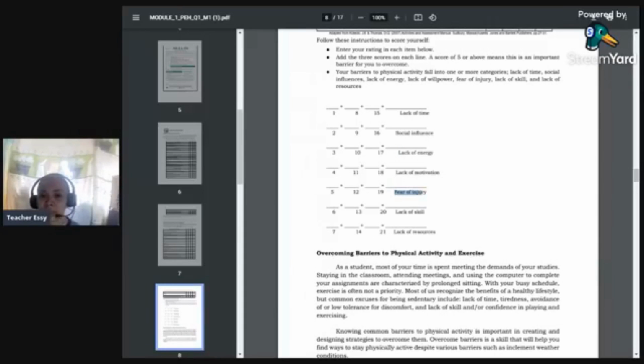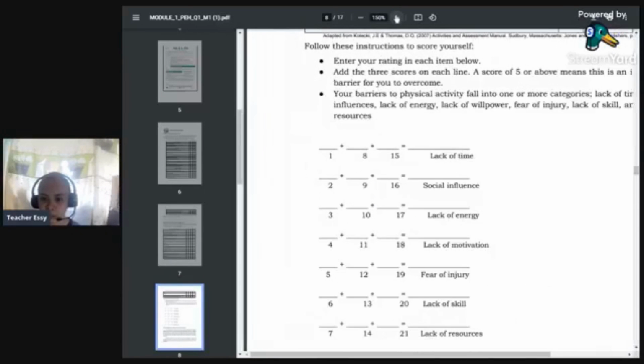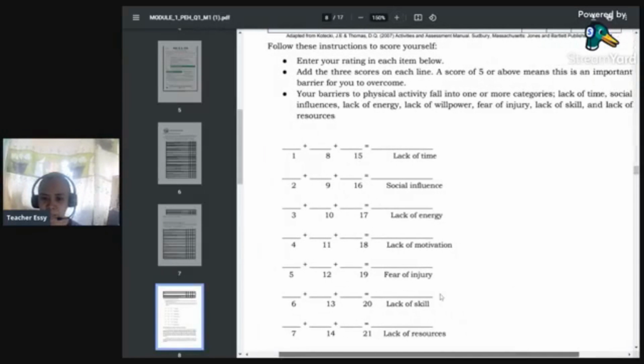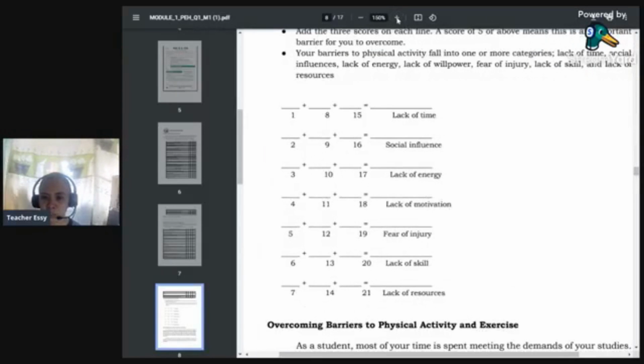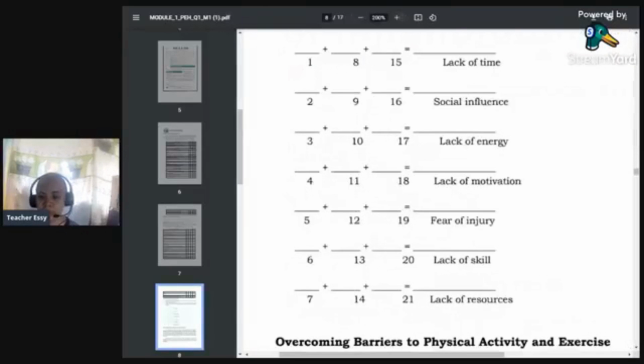Where did you get a score of 5 and higher? I'll make it a bit bigger. I didn't know I could do that. Sorry. Okay, here you go. In which category, a score of more than 5? There you go. It is big now.